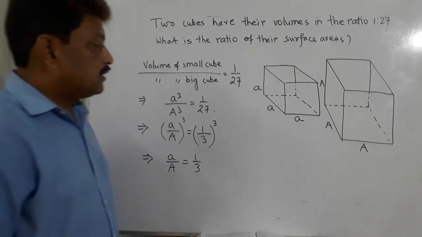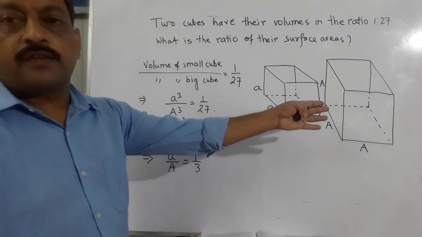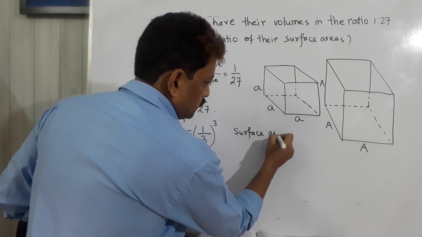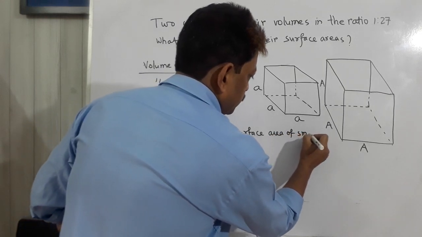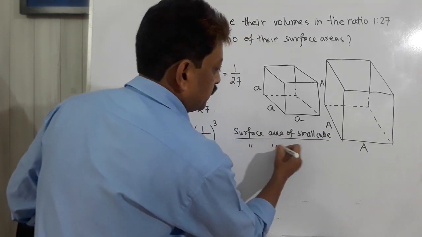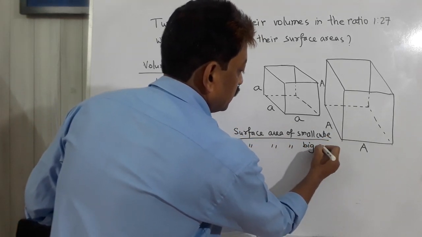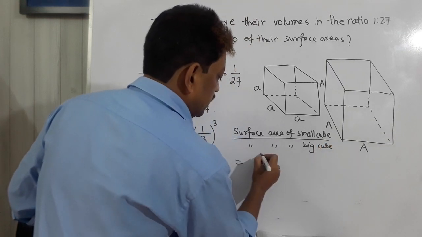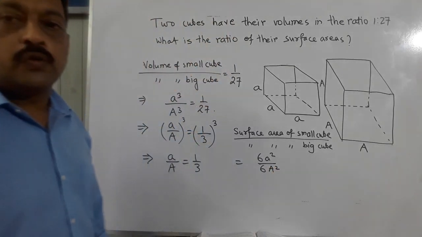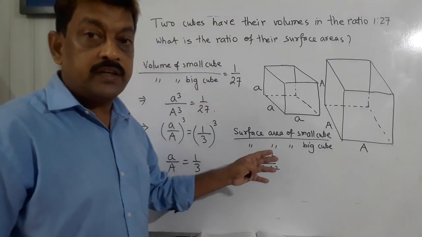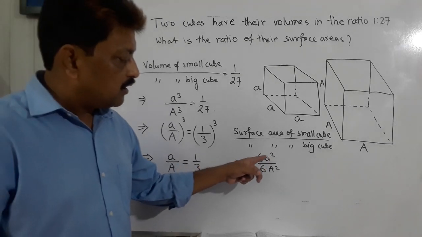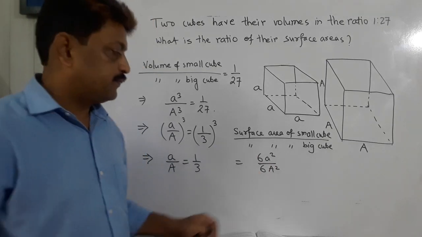Now we have to find the ratio of their surface areas. So surface area of small cube upon surface area of big cube is 6a square upon 6 capital A square. As you know, the total surface area of a cube is 6 into side square. So it is 6 small a square upon 6 capital A square.